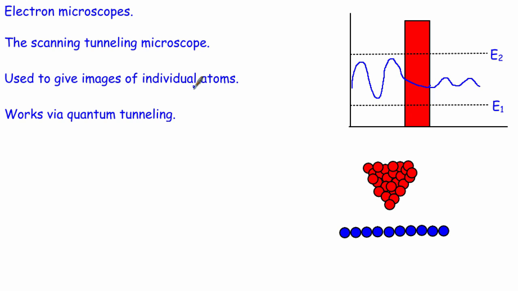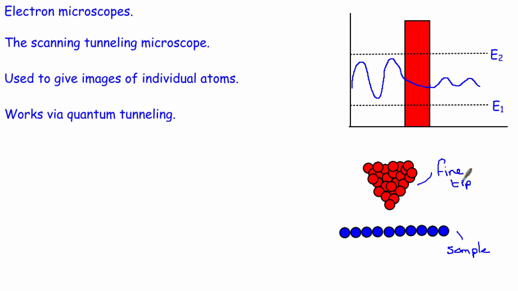Now the theory behind this is actually quite tricky, but in practice it's not really that bad. So what we've got here is we've imagined we've zoomed in. This is our sample, which we want to map. What we're going to do is map the surface to build up an image. And this is a really fine tip. It's so fine that it's virtually got one atom right on the end of it.